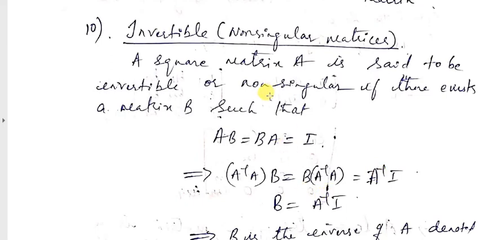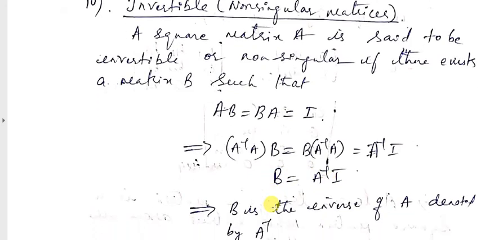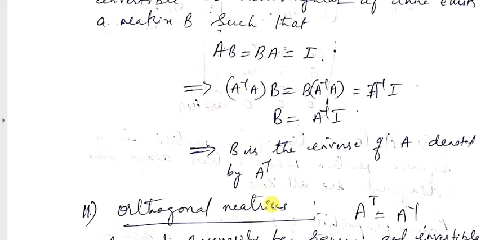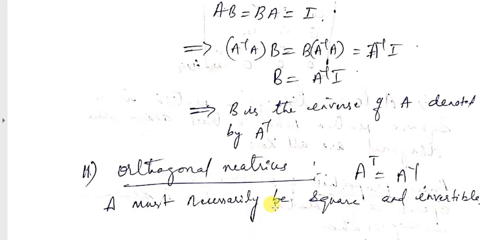So, non-singular matrix. To define the non-singular matrix, let us consider a square matrix A. A is said to be invertible or non-singular if there exists a matrix B such that AB is equal to BA, and it should be equal to a unit matrix. If we simplify this, we get B is equal to A inverse, so B is the inverse of A. So A is invertible.